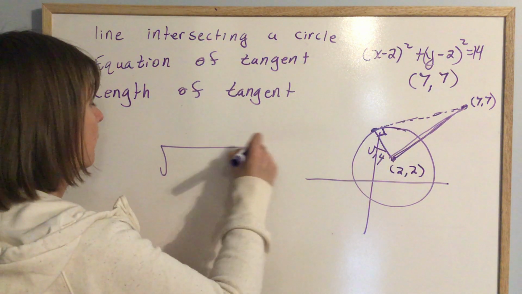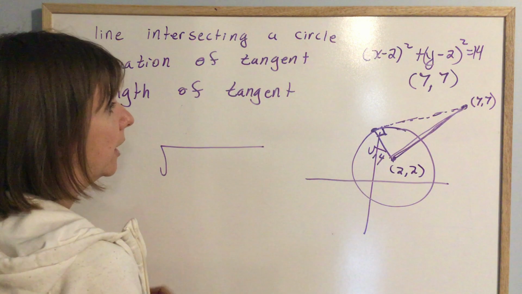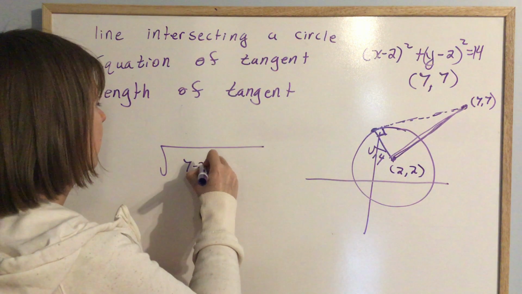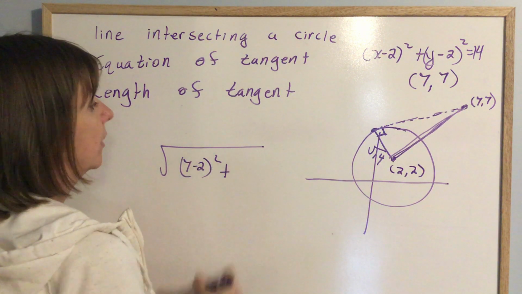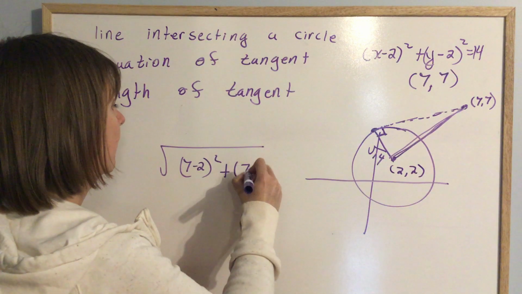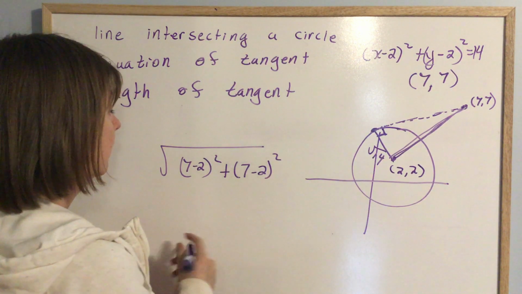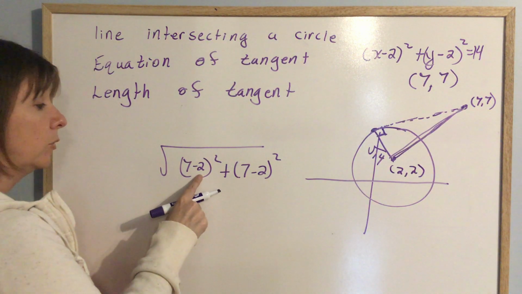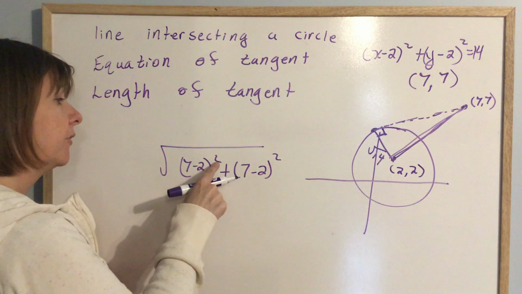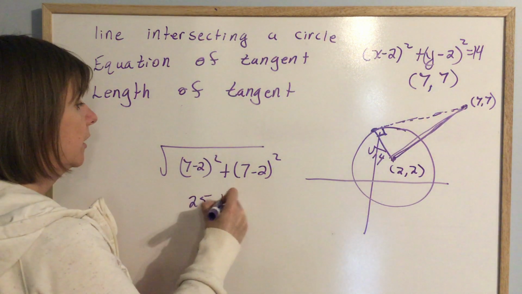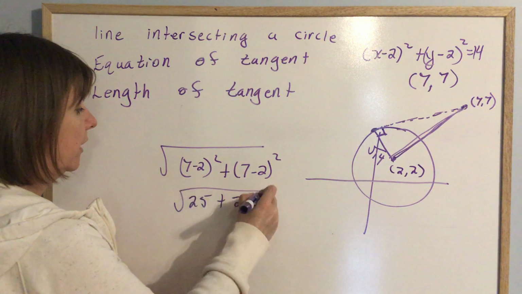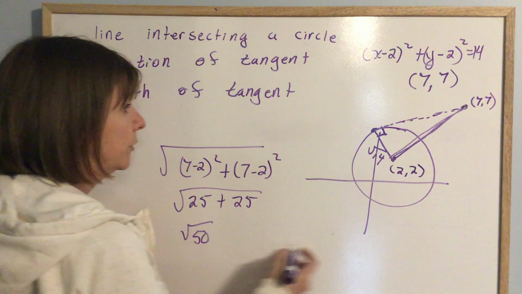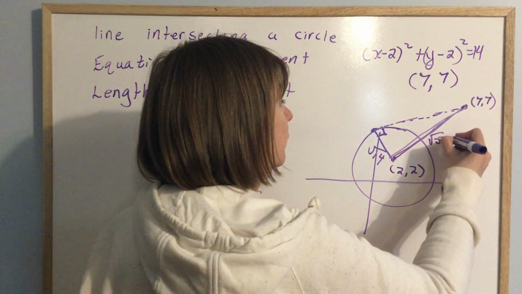So that would be the square root of (x2 - x1)² plus (y2 - y1)². So 7 minus 2 squared, and 7 minus 2 squared again in this case. So 7 take away 2 is 5. 5 squared is 25, and so the other one would be 25. So I would have the square root of 50.